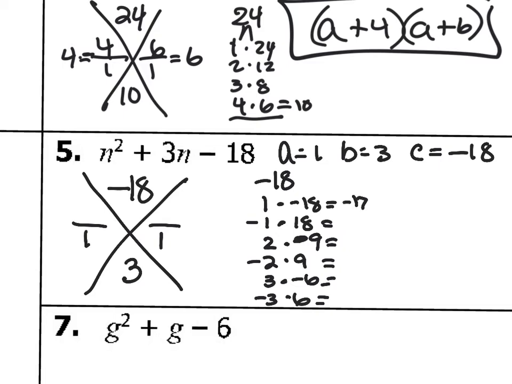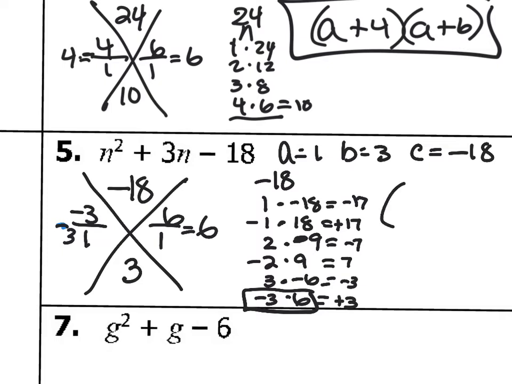Well, this would be negative 17, and this would be positive 17. This would be negative 7, positive 7. This would be negative 3, and this would be positive 3. All right, so you got to watch your signs on these. So negative 3 and positive 6. So our variable's n. So we got n minus 3, or negative 3, and positive 6.